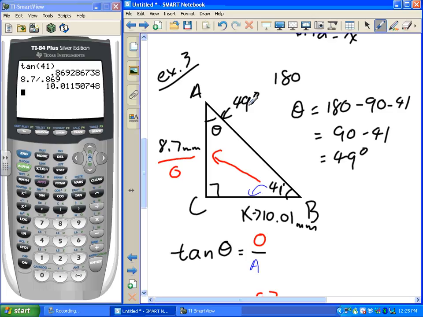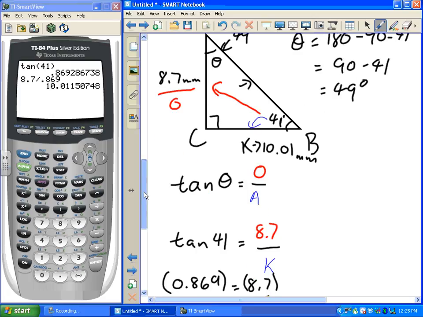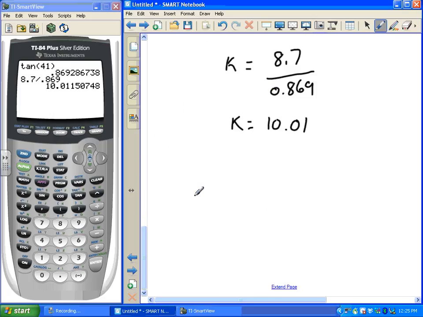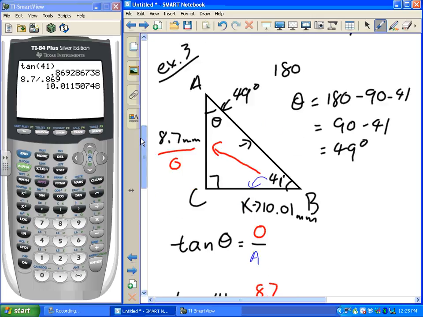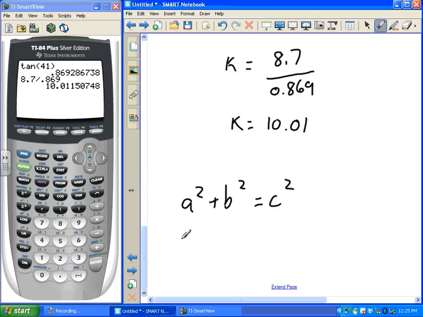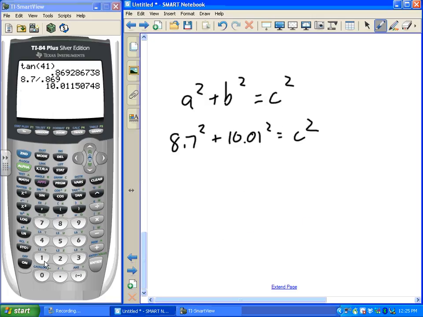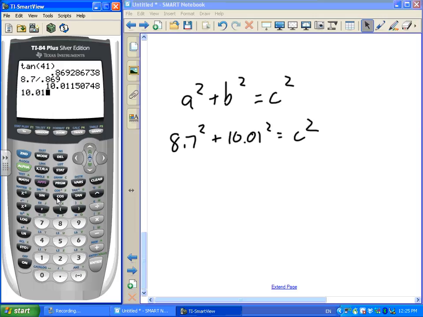And finally, there's a theorem that will help me find the hypotenuse of this quickly: the Pythagorean theorem. This is all a review of grade 9, okay? So I'll quickly do that. A squared plus b squared equals c squared. Now I know the a and b, it doesn't matter which I call them. We just know we're solving for c. So we'll call it a: 8.7 squared plus 10.01 squared equals c squared.